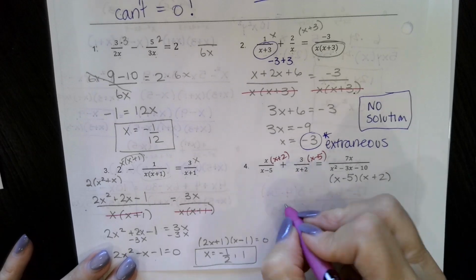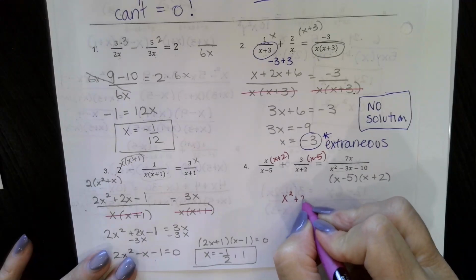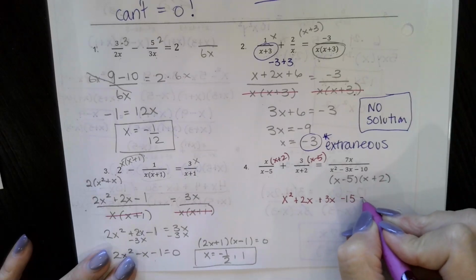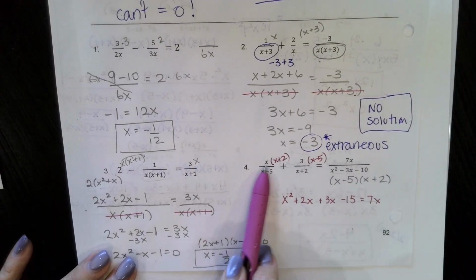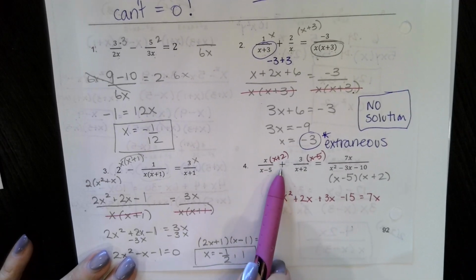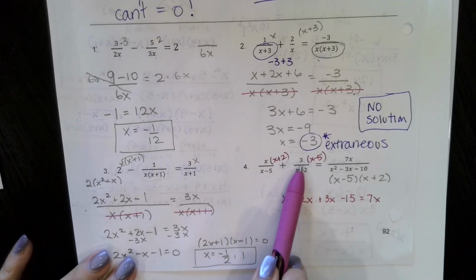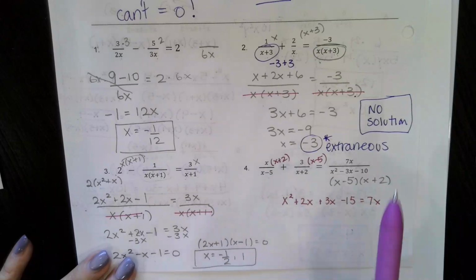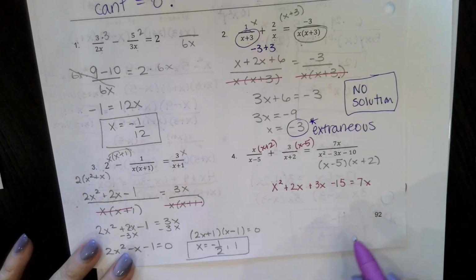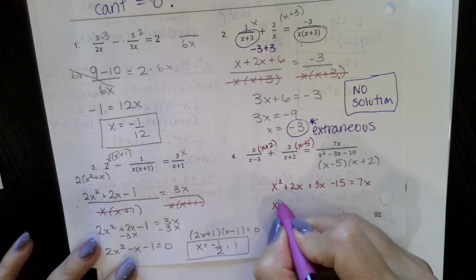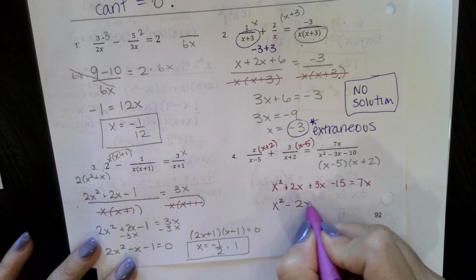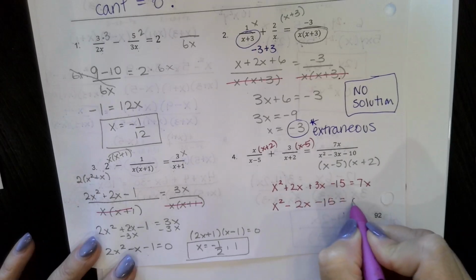So if I distribute this through, I have x squared plus 2x plus 3x minus 15 equals 7x. So x times x, x squared, distribute 2x. I go over here, this is positive, so plus 3x minus 15 equals 7x. And now we had common denominators on both sides, so I'm not even going to write my denominator because I know it goes away. So if I combine like terms, I have x squared. So here's 5, but I move this over, so minus 2x minus 15 equals 0.